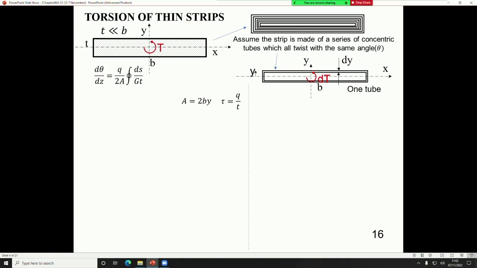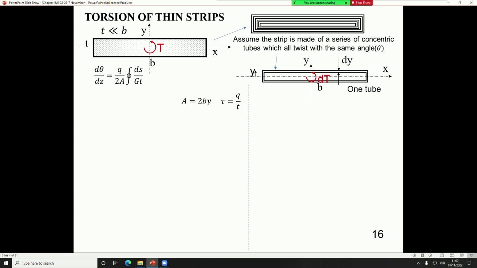Are you happy with this explanation? Okay. Now, in the equation here, when I remove the G and t from the integral, you end up with a loop integral of ds. It means you start at a point on the section, go around, and end up at the same position.